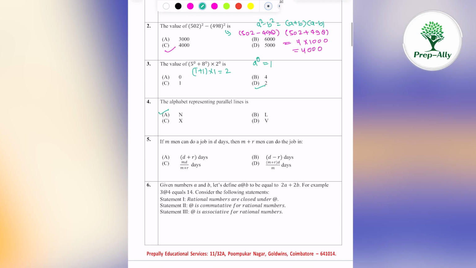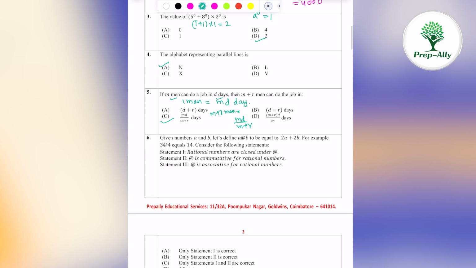Now here the question 5: M men can do a job in D days. We have to find in how many days M plus R men can do the job. If M men are there, they can do the job in D days. So one man can do the job in M into D days, because if the number of men is less, then the number of days is more. So if M plus R men are there, the number of days required is MD upon M plus R days. So option C is the correct one.